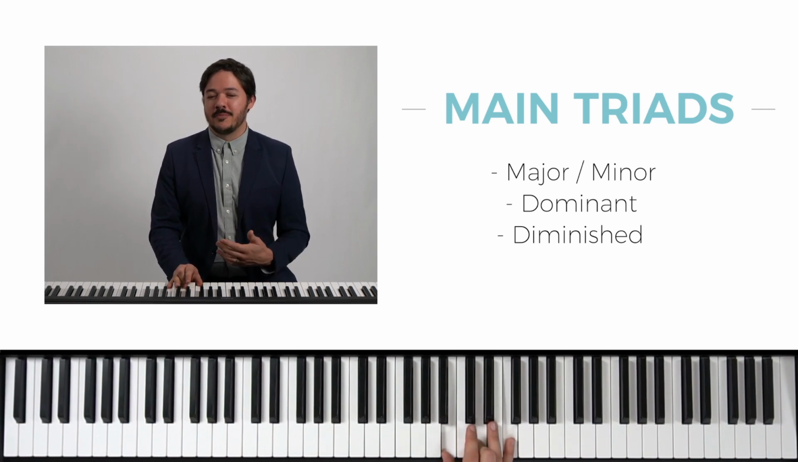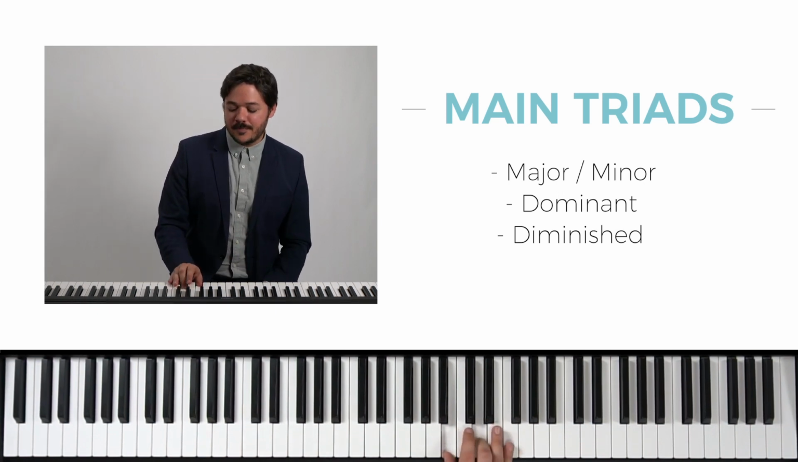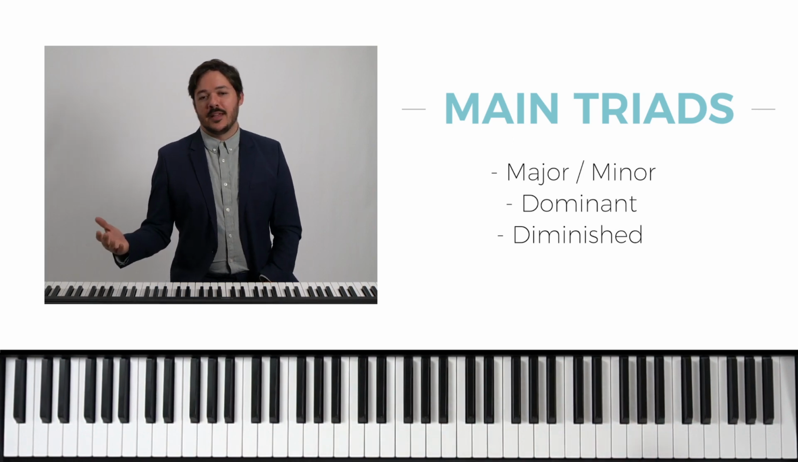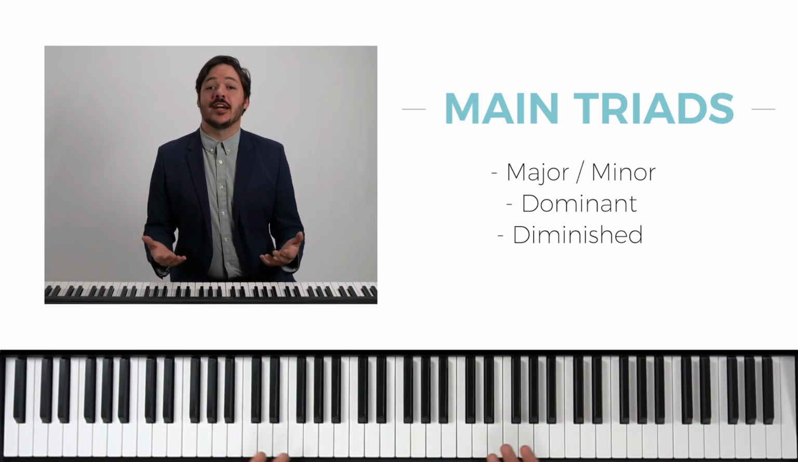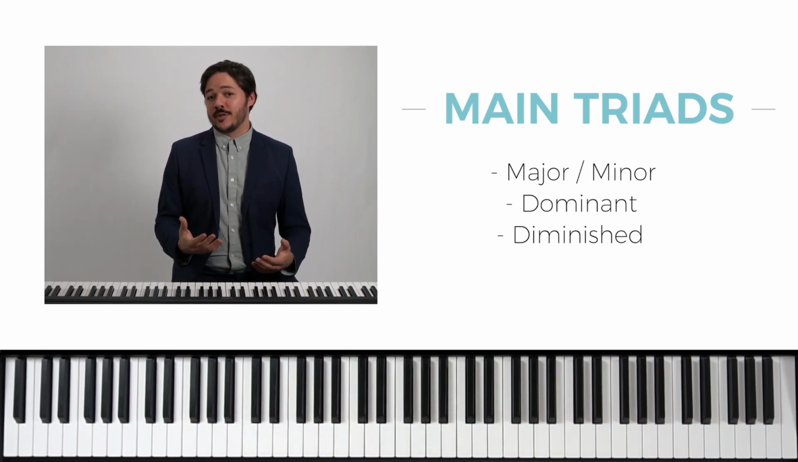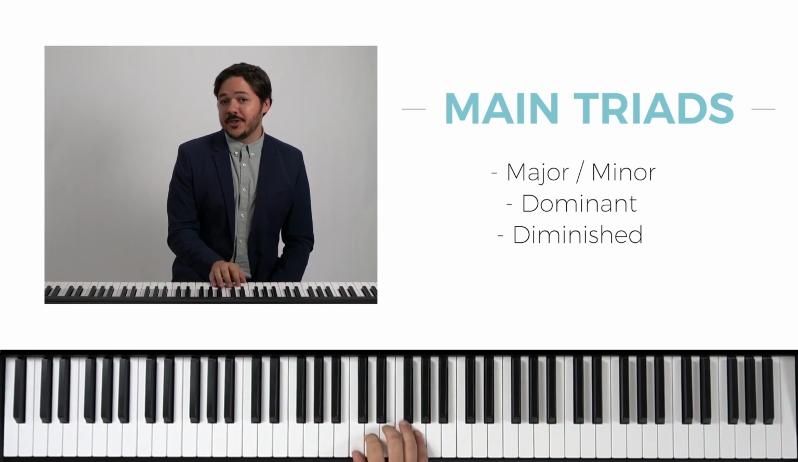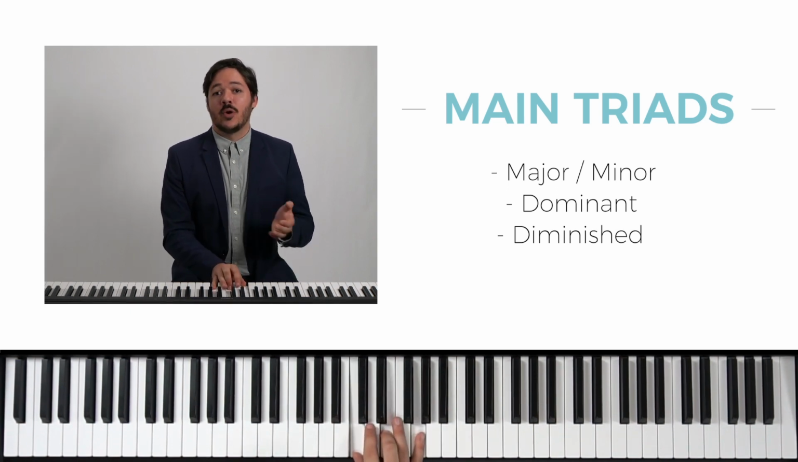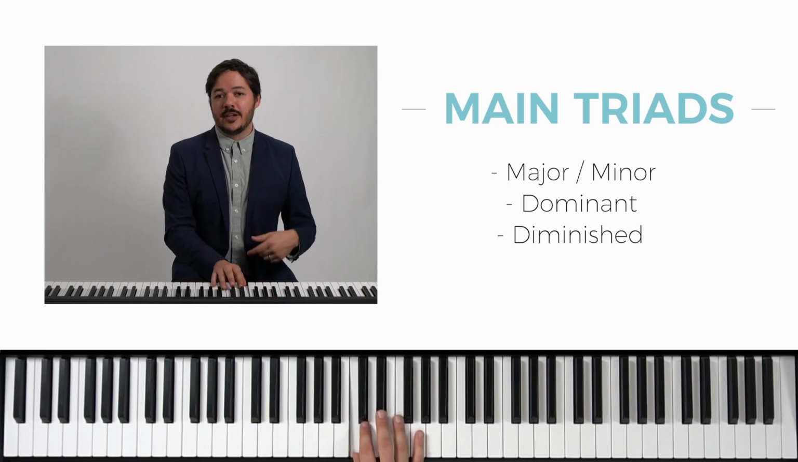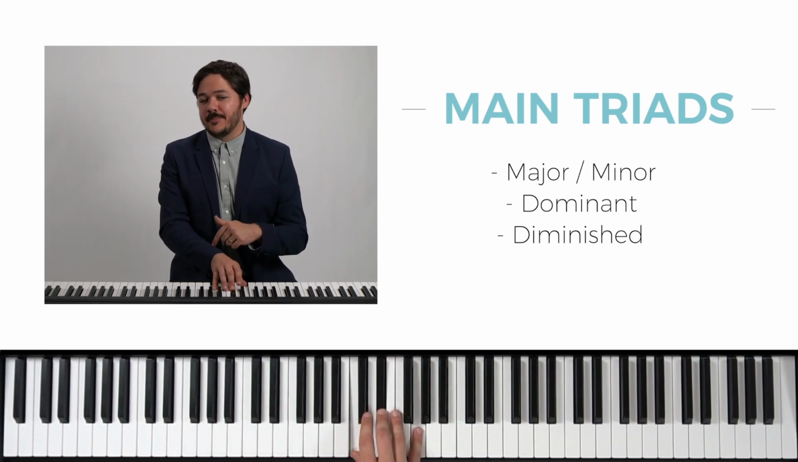Well, let's talk a little bit more about the diminished chord today. In any major key, the chord built from the 7th scale degree is going to be a diminished chord by definition. Now, we talked about major and minor. Major is 1, 3, 5. Minor is 1, flat 3, 5.